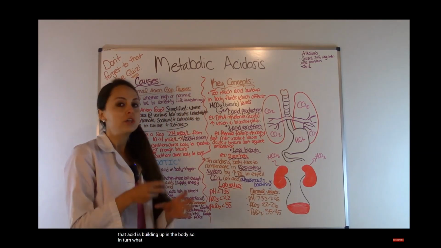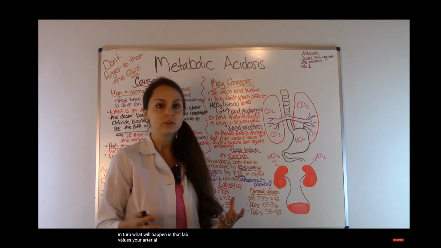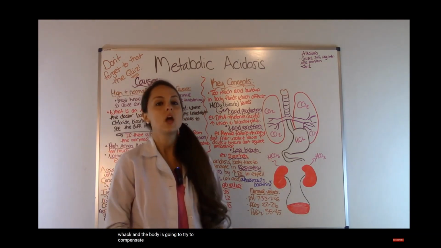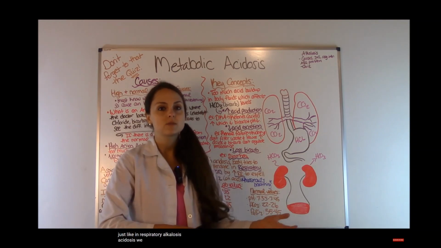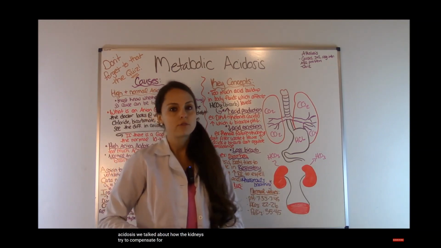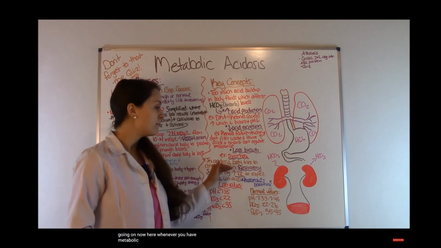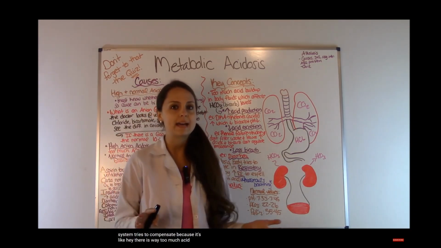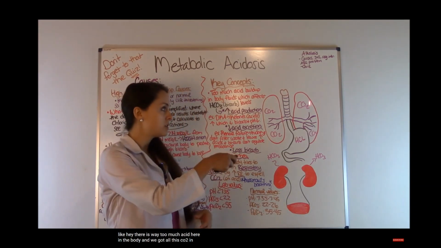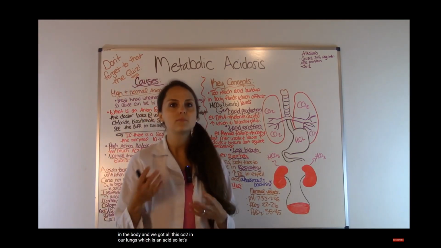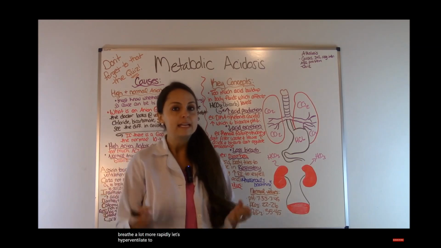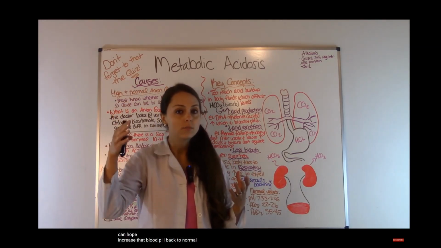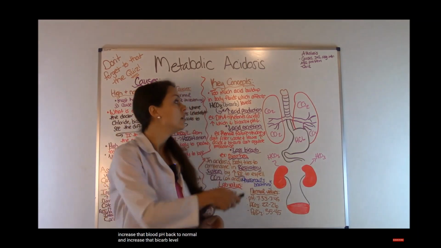So in turn, what will happen is that lab values, your arterial blood gases, are going to be thrown completely out of whack. And the body is going to try to compensate. Just like in respiratory alkalosis and acidosis, we talked about how the kidneys try to compensate for those problems. Now here, whenever you have metabolic acidosis, your respiratory system tries to compensate because it's like, hey, there is way too much acid here in the body, and we got all this CO2 in our lungs, which is an acid, so let's breathe a lot more rapidly. Let's hyperventilate to expel this CO2 so we can hopefully increase that blood pH back to normal and increase that bicarb level. So that's what it's hoping to do.